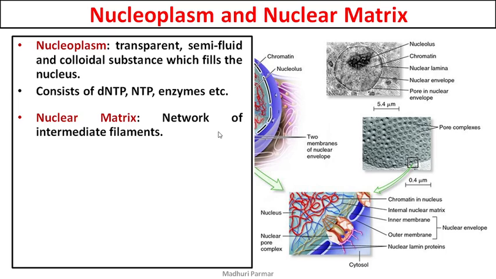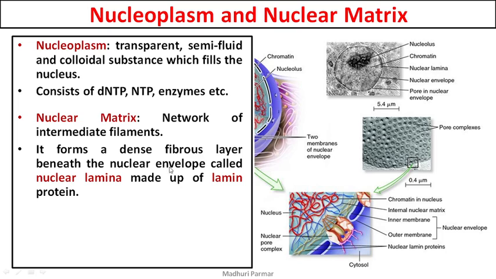Then you have nuclear matrix. Nuclear matrix is a network of intermediate filaments. So if you look at this diagram, the bottommost diagram clearly, you can see this is the nuclear pore which is made up of nucleoporin. And beneath that nuclear pore you can also see these blue kind of fibers and these greenish colored fibers. These fibers are nothing but intermediate filaments, and they provide structure and support to the nucleus. It forms a dense fibrous layer beneath the nuclear envelope.